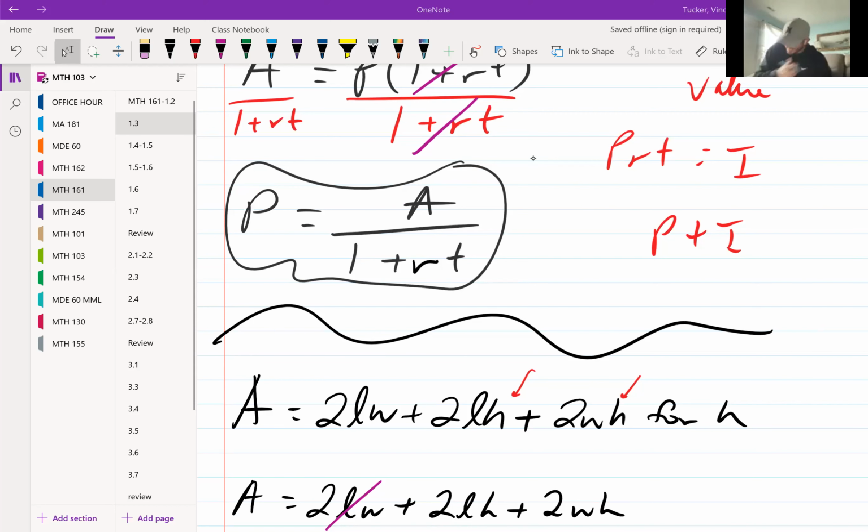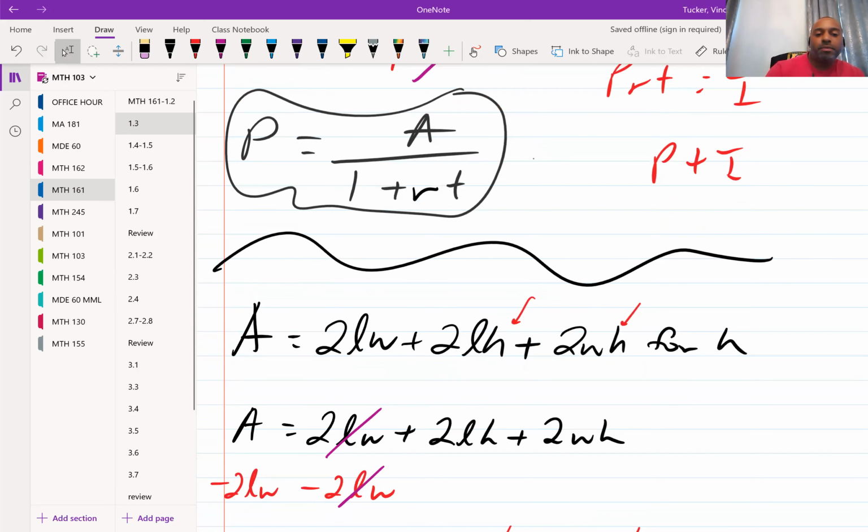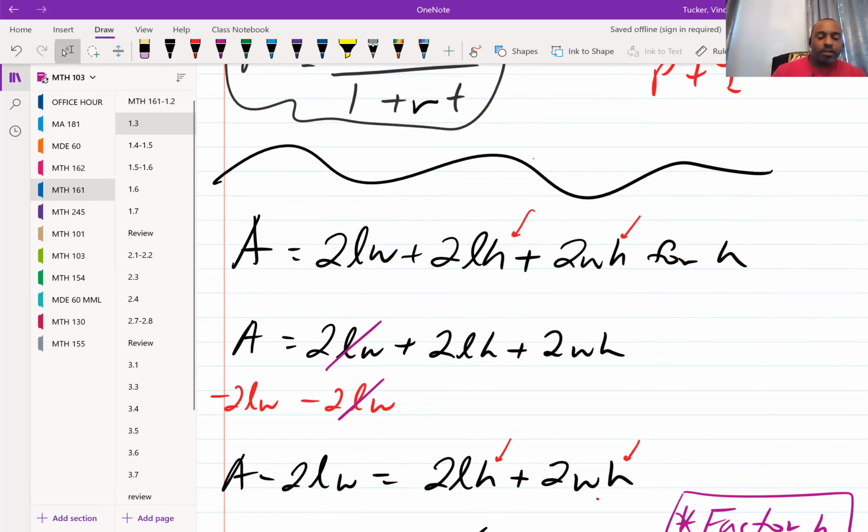So we have A equals 2LW plus 2LH plus 2WH, and we want to solve for H. Whenever you have this type of situation, we already talked about multiple terms that have that same variable. Your goal should be to get all of your terms without that variable on one side, and all of your terms with that variable on the other side. So we're going to subtract 2LW. And that puts us in this position of A minus 2LW equal to 2LH plus 2WH.